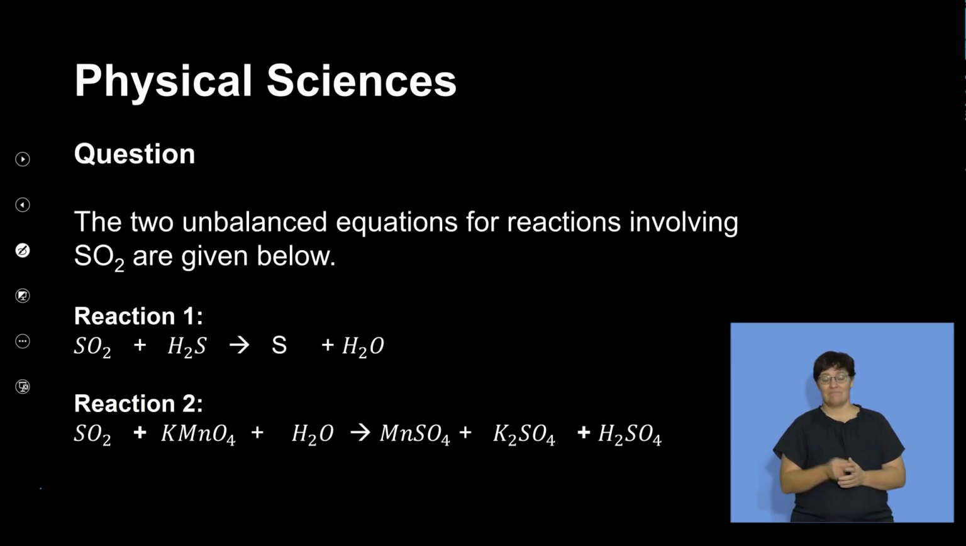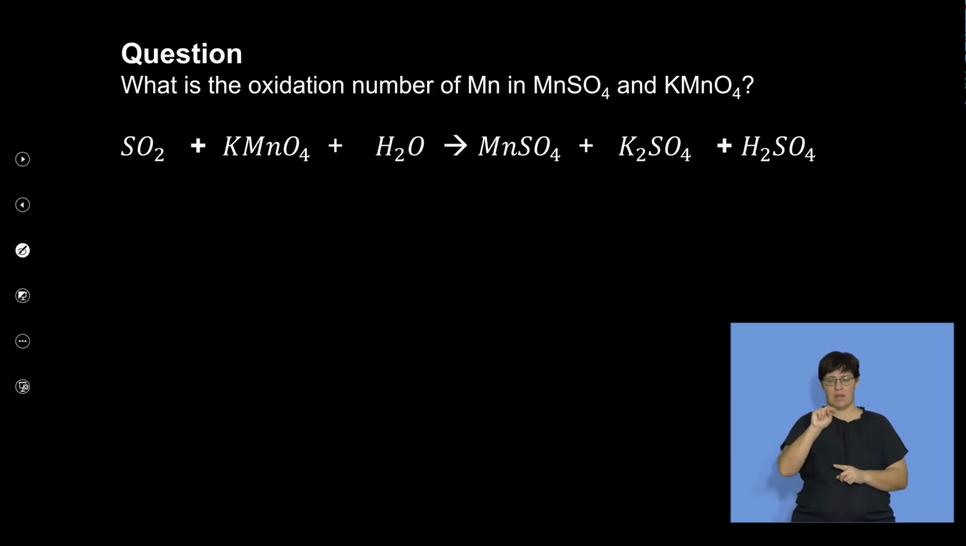In this question, it says the two unbalanced equations for reactions involving sulfur dioxide are given. I'm going to underline unbalanced because that's very important. So there are two reactions here. In reaction 1, sulfur dioxide reacts with hydrogen sulfide, and in the second, sulfur dioxide reacts with potassium permanganate.